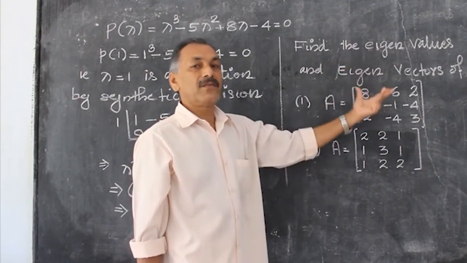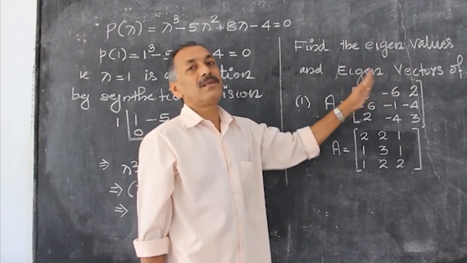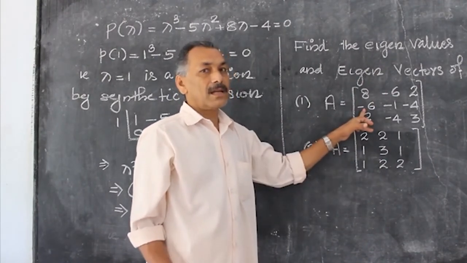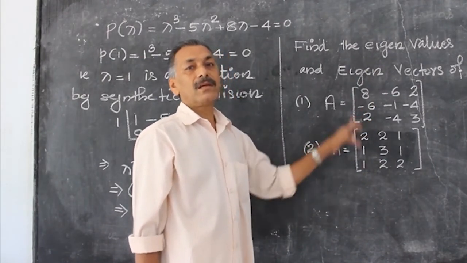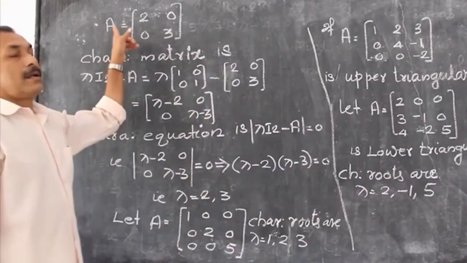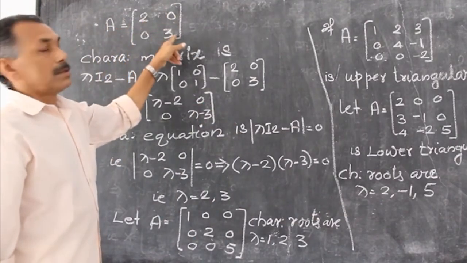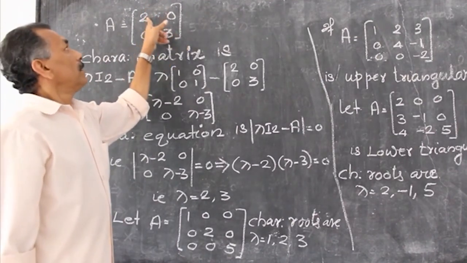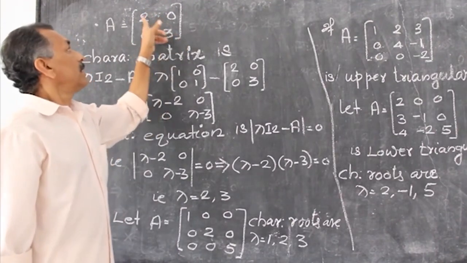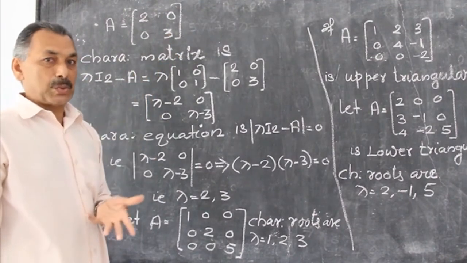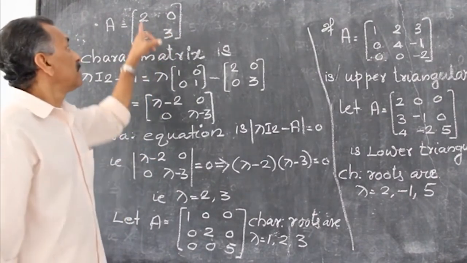That is, the eigenvalues and the corresponding eigenvectors. Consider the matrix capital A equal to 2, 0, 0, 3. In this matrix, all the off-diagonal elements are zeros. The diagonal elements are 2 and 3.